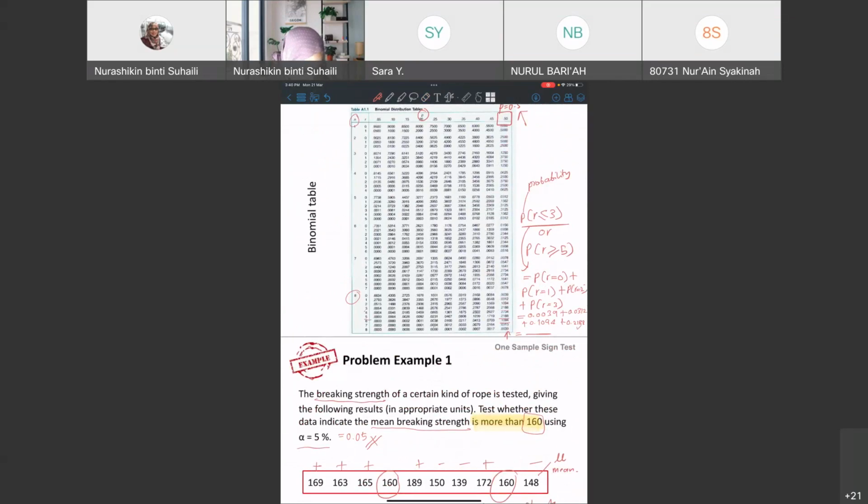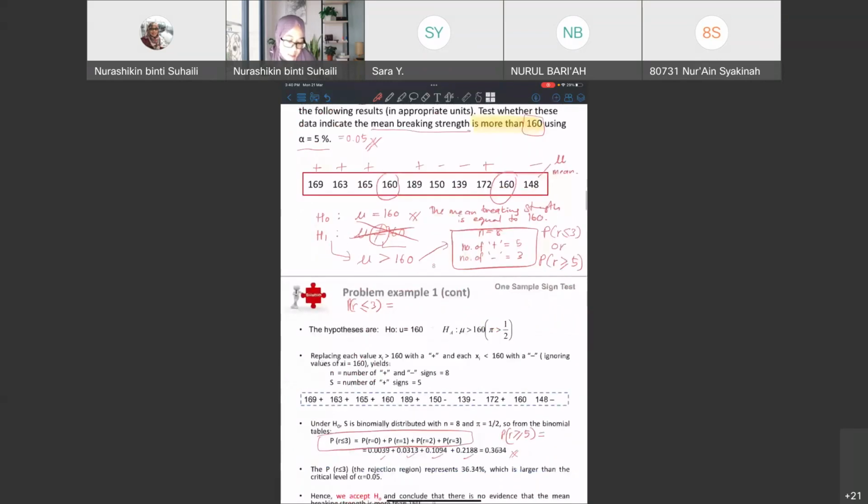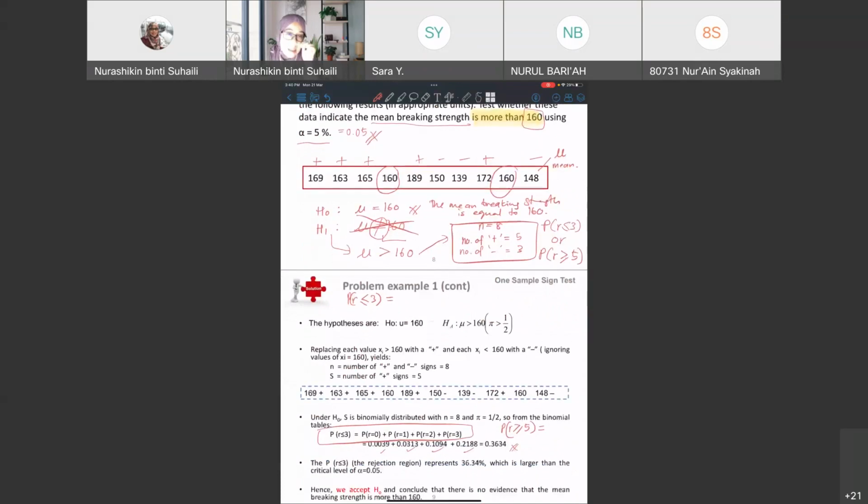6 is this one, 0.1094. Kalau you tengok kat value ya. And then R7, 0.0313, which is sama lah ni. Plus, and the last one is 0.0039 for 8. So if you sum up, it's going to be the same. So that's why it's either one.